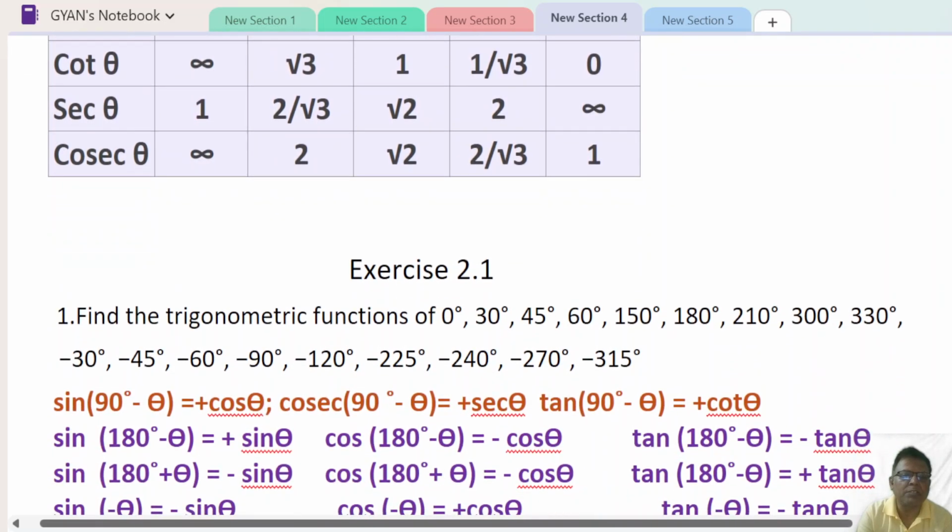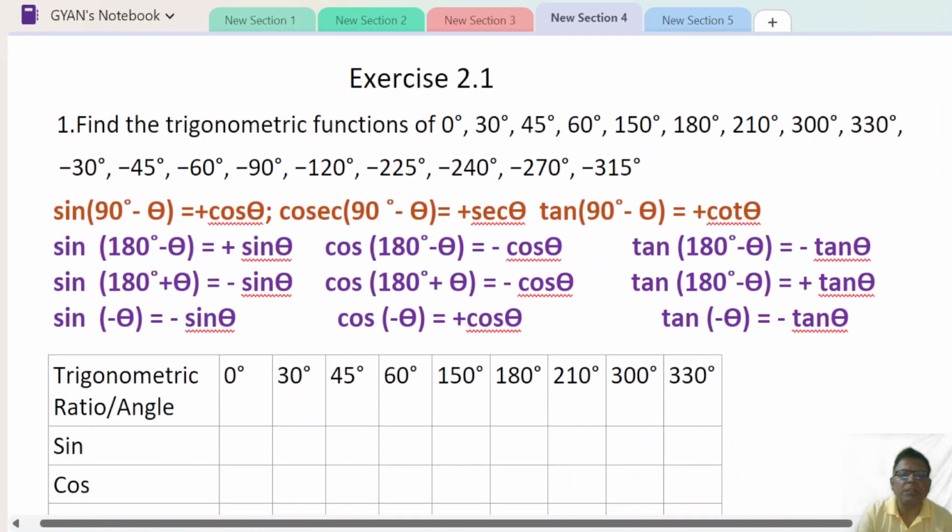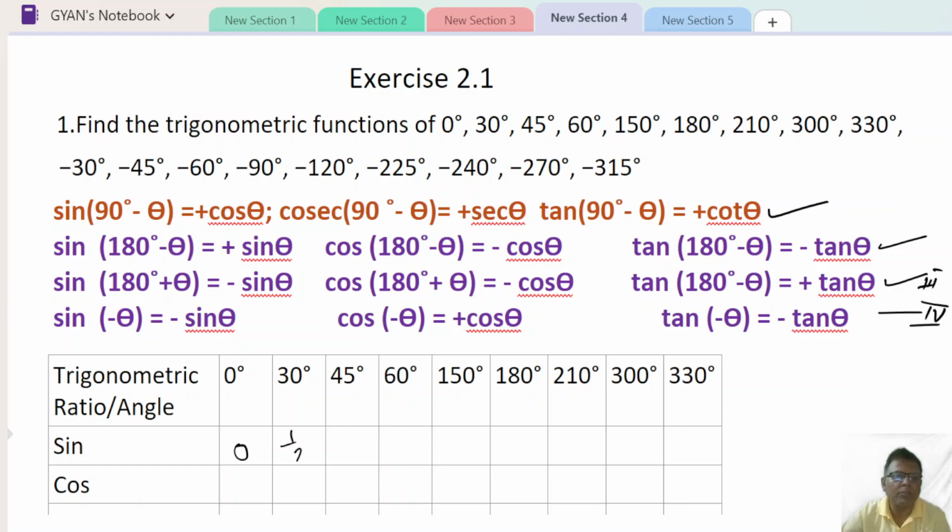So come to the first. Again I have written the formula for the first quadrant, this is the second quadrant, this is the third quadrant, and this is the fourth quadrant formula. The 0 degree values you have to remember. Sine 0 is 0. Sine 30 is half. Sine 45 degree is 1 by root 2. Sine 60 degree is root 3 by 2.